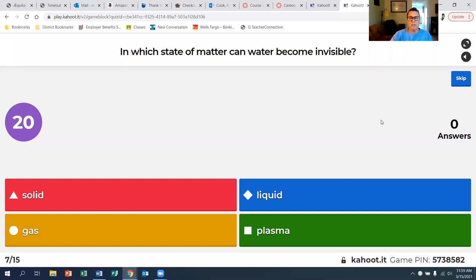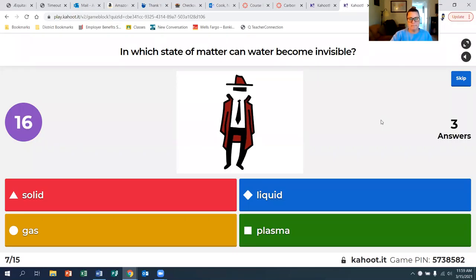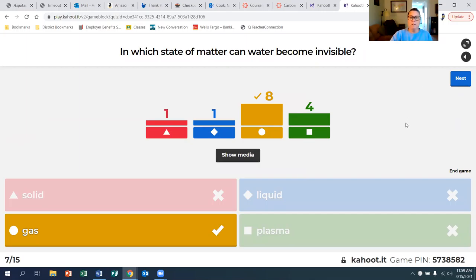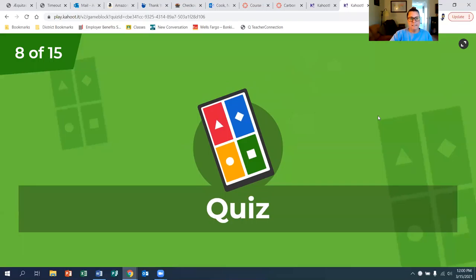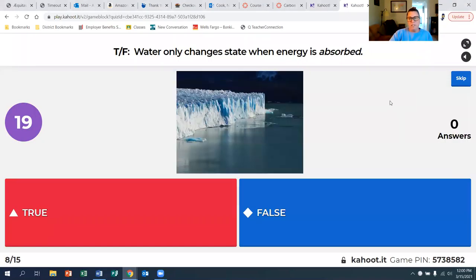In which state of matter can water become invisible? Solid, liquid, plasma, or gas? You had a question about this earlier. That would be a gas, absolutely. Are you telling me that you can't see ice? Yeah, I know, Don, that's what I just said. Water as a solid is ice, water as a liquid, go turn on the faucet. You'll see water coming out, okay? True or false, water only changes state when energy is absorbed. Look at the diagram that I had you guys write down.